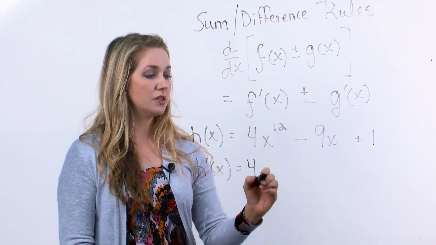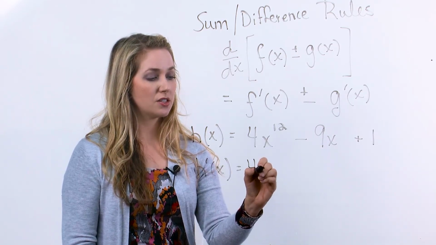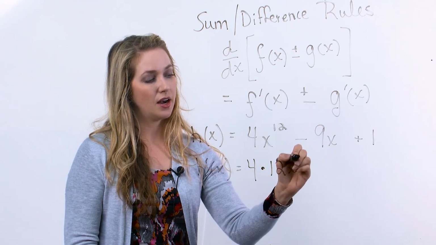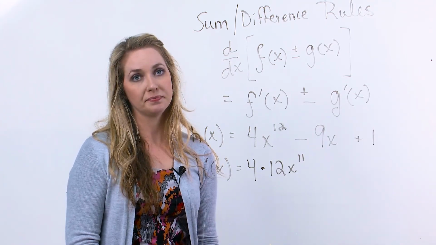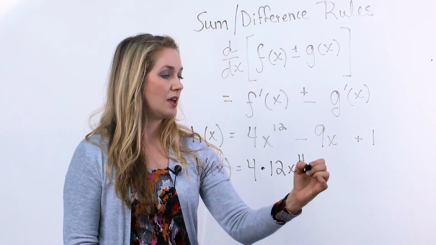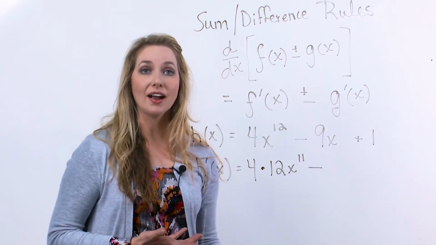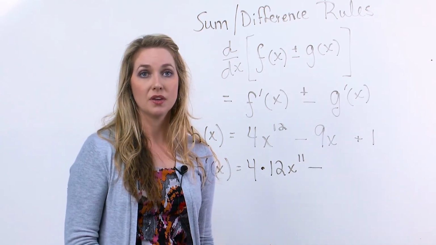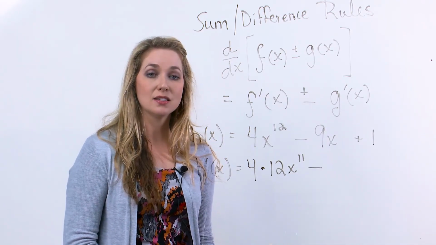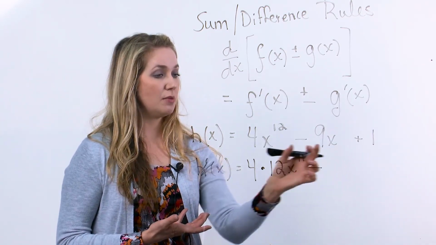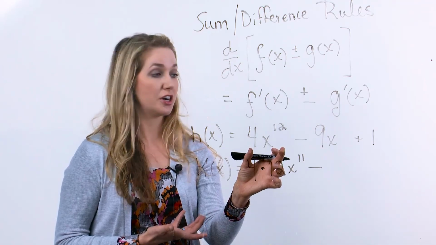So the power rule tells me to take the derivative of x to the 12th power. The 12 becomes a constant multiplier, and I decrease the power by 1. Then the sum and difference rules kick in, and I can subtract the derivative of the next term. The derivative of 9x may seem a little bit unusual to start off with, but it's actually the same rules that are being applied to the first term.